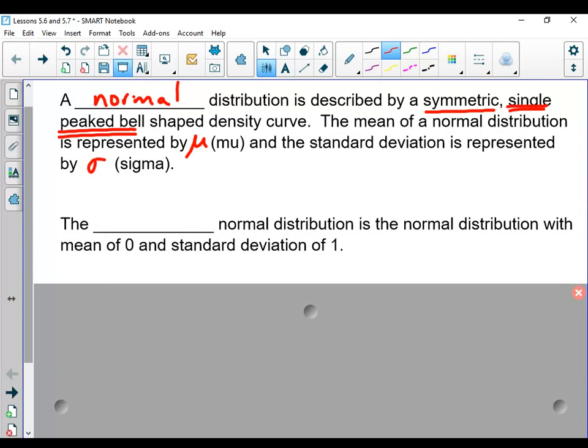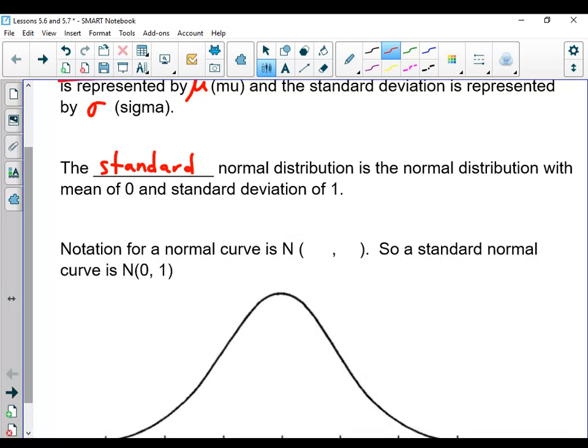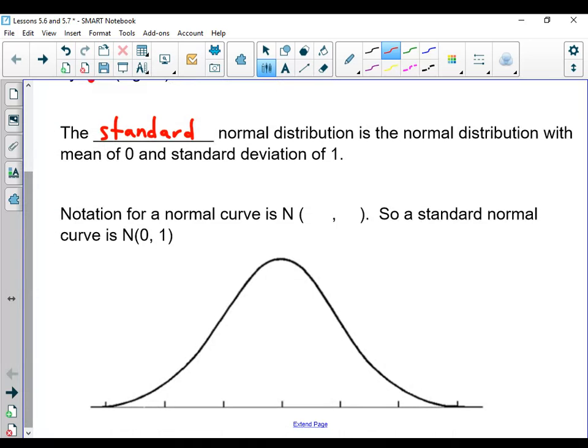Then if you go a step further, sometimes we look at what's called the standard normal curve. And the standard normal curve basically says, okay, I'm going to set the mean at 0, and I'm going to set a standard deviation of 1. We won't do much with a standard normal curve, but I put that on there to kind of give you an idea of what this curve would look like.